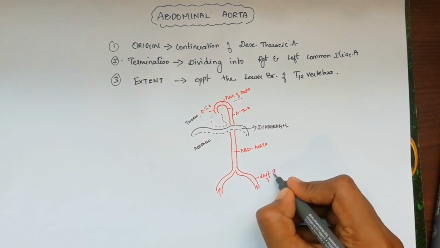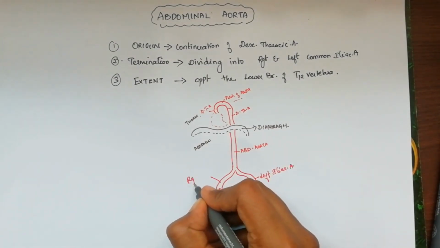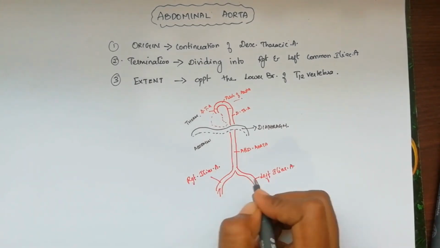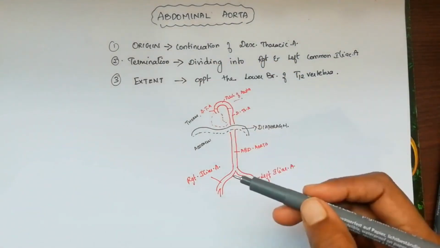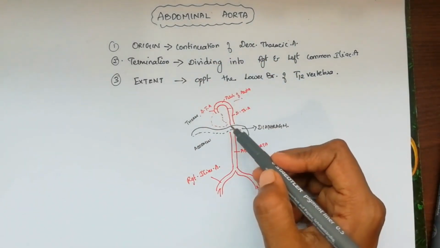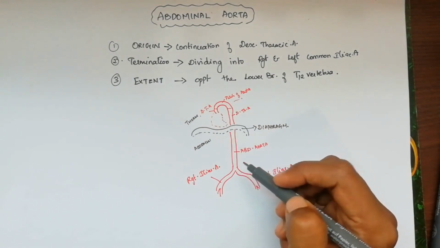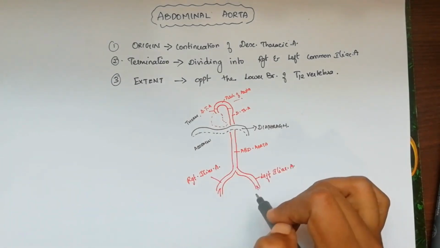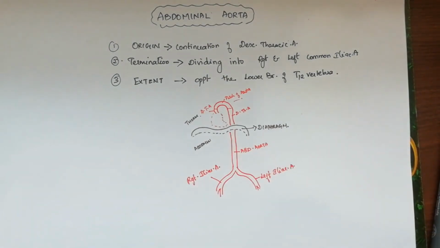So this is the left iliac artery and this one is the right iliac artery. This is the termination of the abdominal aorta. So origin and termination, I think people are clear. The descending thoracic aorta continues as the abdominal aorta, which terminates by dividing into two important branches, the right and left iliac arteries. Now we are going to deal with the extent of this particular aorta.